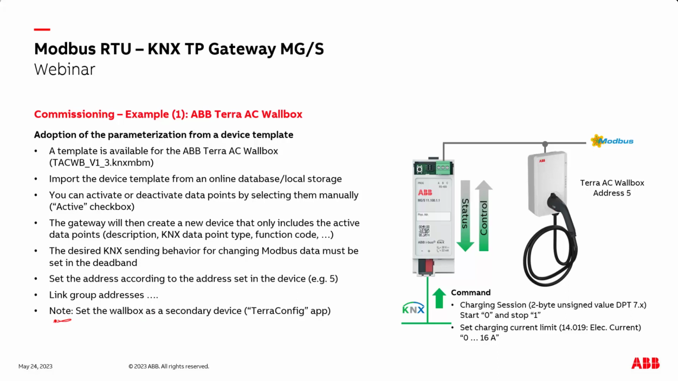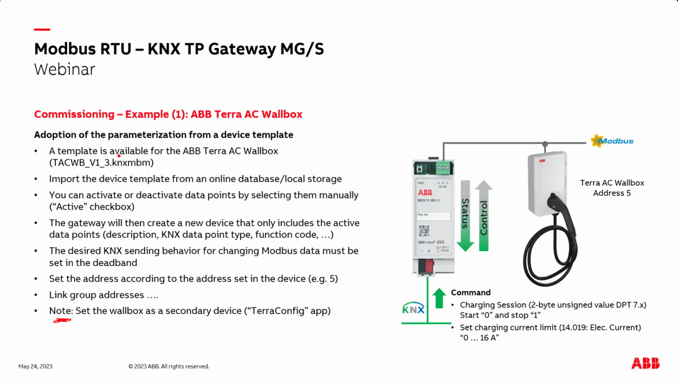These are the necessary settings we have to make here in our Modbus device, our Terra AC Wallbox. So okay, then it is also configured with the speed. For example, we need here the speed the same like in our Modbus gateway, the start, stop bits, and so on. So then we go back to our KNX world.